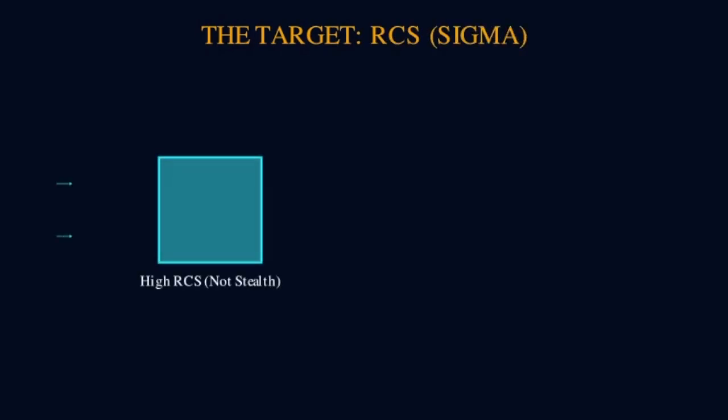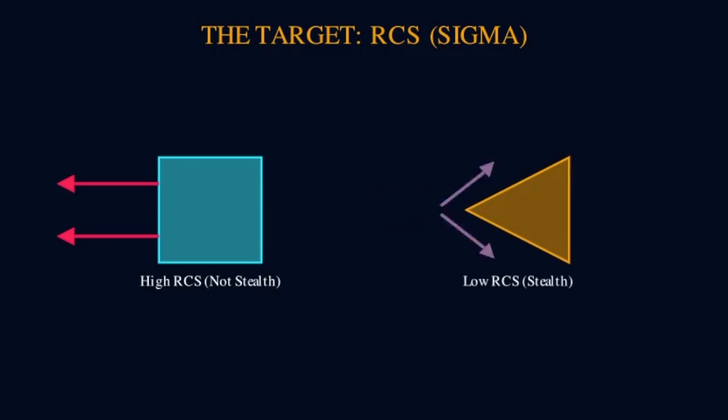This is sigma, the radar cross-section. A flat truck reflects energy directly back to the source. But a stealth design uses geometry to deflect energy away. To the radar, a massive bomber can look like a small bird.